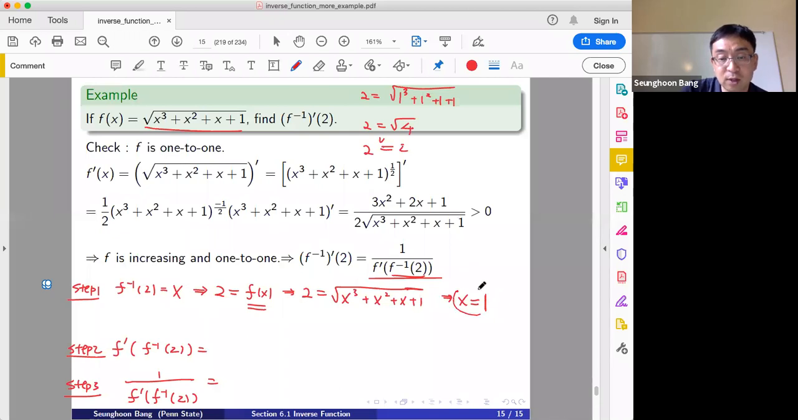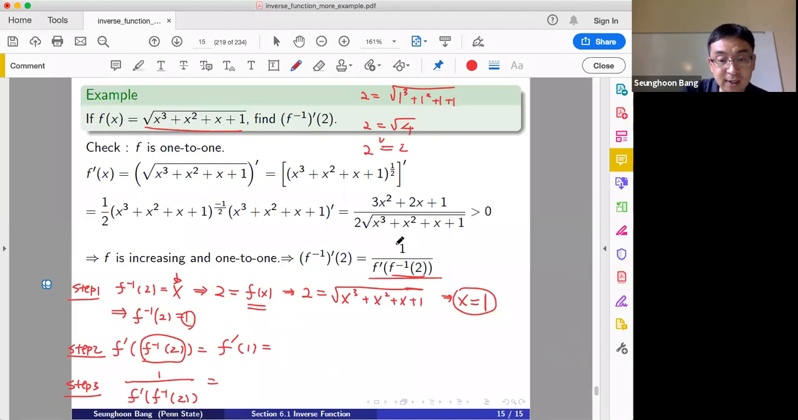You have it. So what does it mean? You can plug 1 into here. We have this result: the inverse of f of 2 is just 1. You can plug this 1 into here, inside f prime of 1.